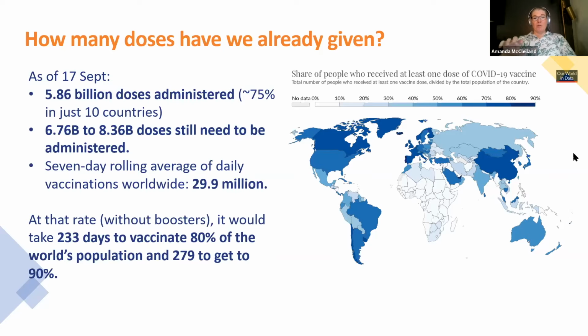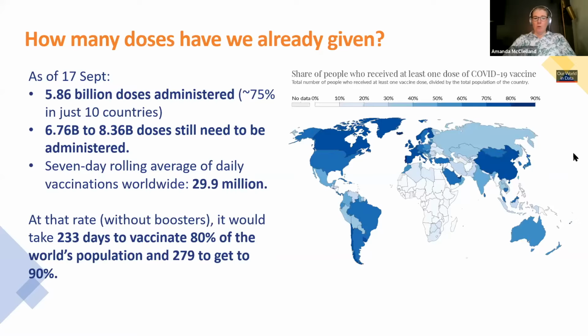So how many doses have we already given? Well, you can see on that map, it's very uneven in terms of vaccination coverage. We've given almost 6 billion doses administered so far, but 75% of that is in just 10 countries. So we still need to give somewhere between 6.7 and 8.3 billion doses. So there's still a long way to go, a lot of planning and a lot of bottlenecks to overcome.